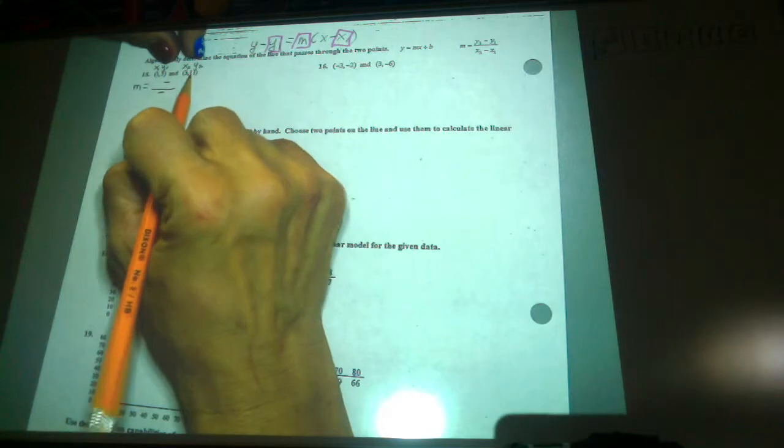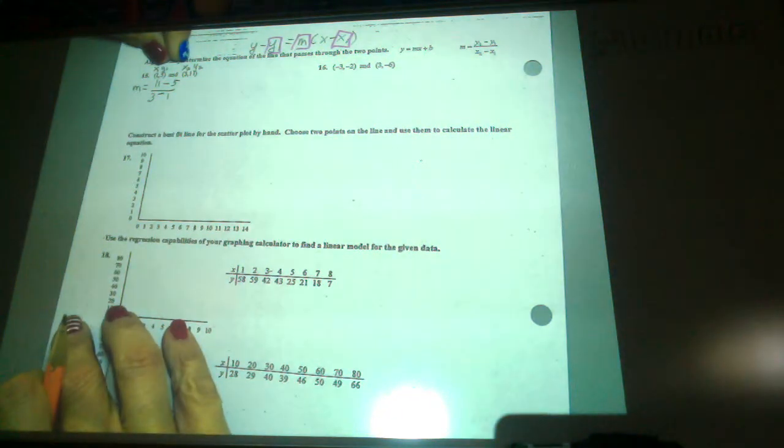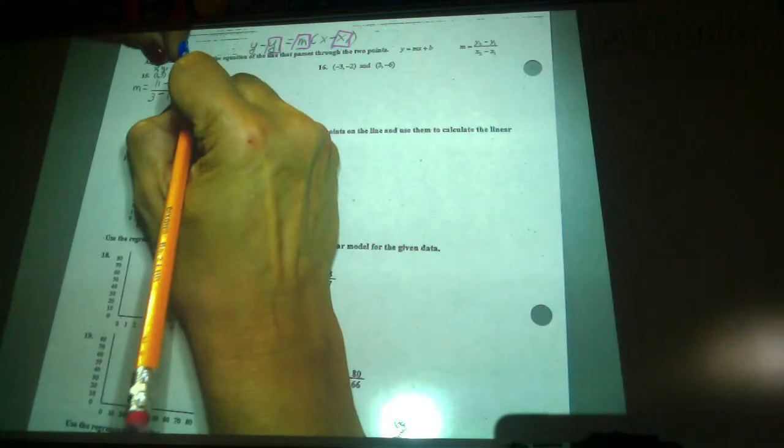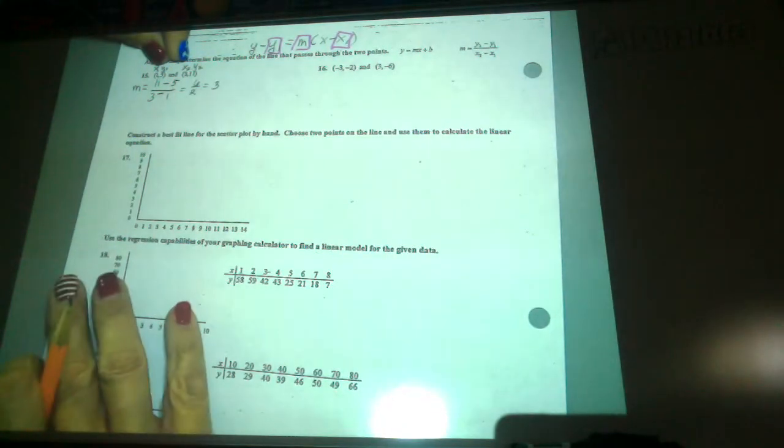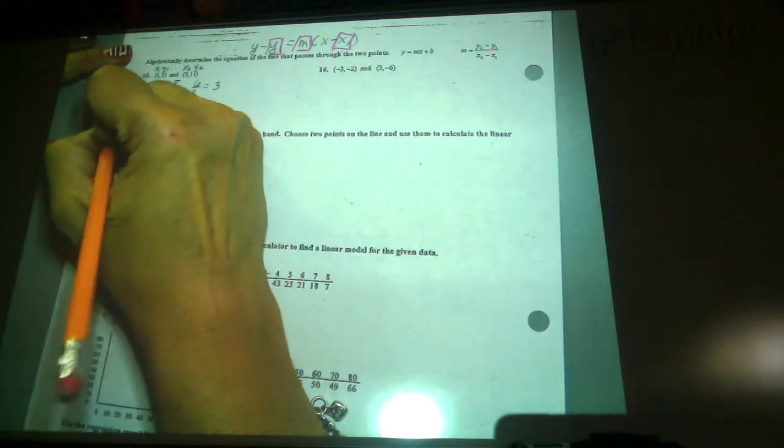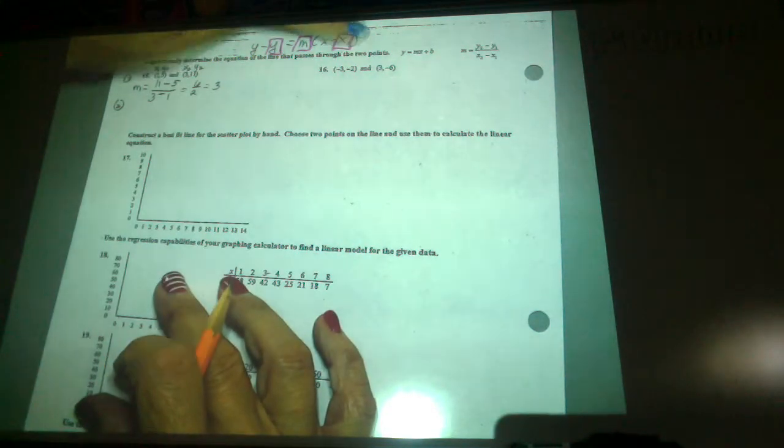So, y sub 2 minus y sub 1 is 11 minus 5, and then 3 minus 1, x sub 2 minus x sub 1. So doesn't that give us 6 over 2, which is 3? So that's step 1. Then step 2 is use your point slope form. So substitute in for those three values.